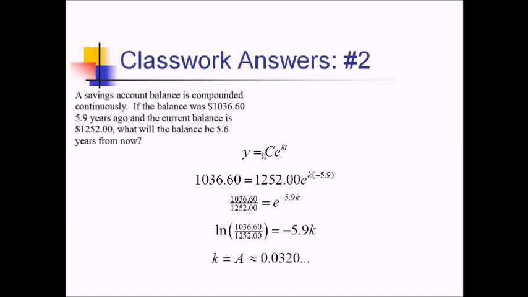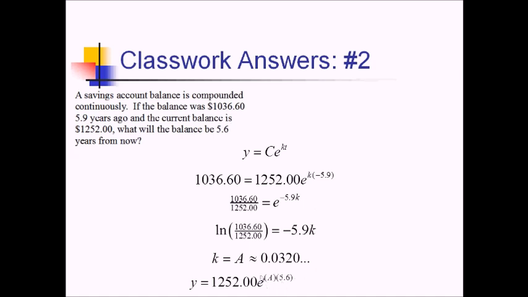I can go back to the original formula and plug in what I need to get my y value. So I have, again, an initial value of 1252. I have a k value now of A. It's actually this decimal here. And I want the balance 5.6 years from now. So now my t value is this 5.6. But we couldn't use that until we had the k value to go with it.